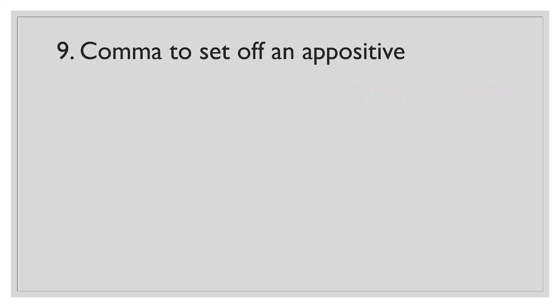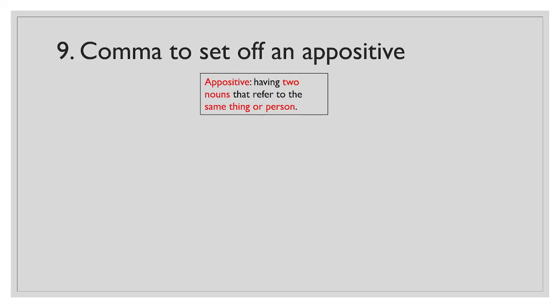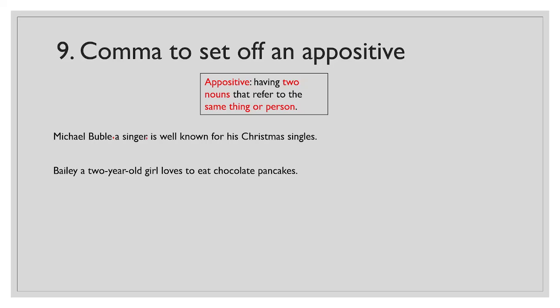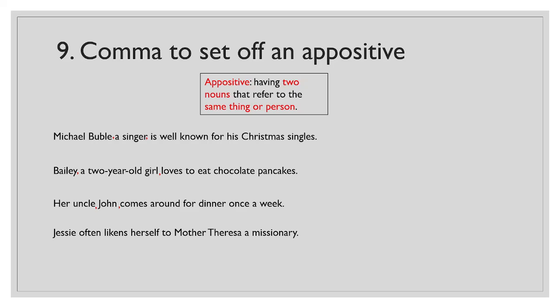You can use a comma to set off an appositive. An appositive are 2 nouns that refer to the same thing or person. So Michael Bublé is a singer, and he's well known for his Christmas single, so we get 2 nouns that refer to him there. So it's kind of like the extra information, you put the commas around it. Bailey, a 2-year-old girl, loves to eat chocolate pancakes. Her Uncle John comes around for dinner once a week. Jessie often likens herself to Mother Teresa, a missionary. The electrician Mark Brooke designed the spotlights.